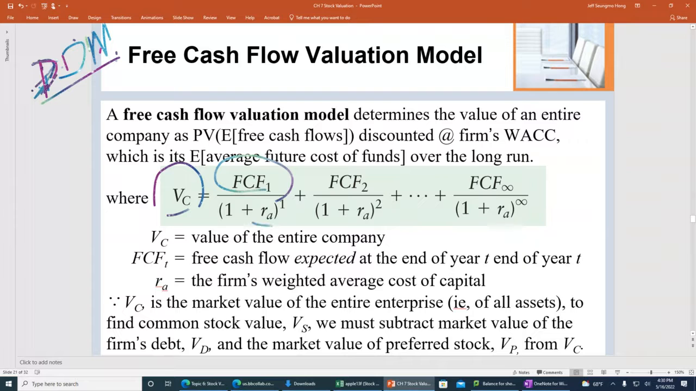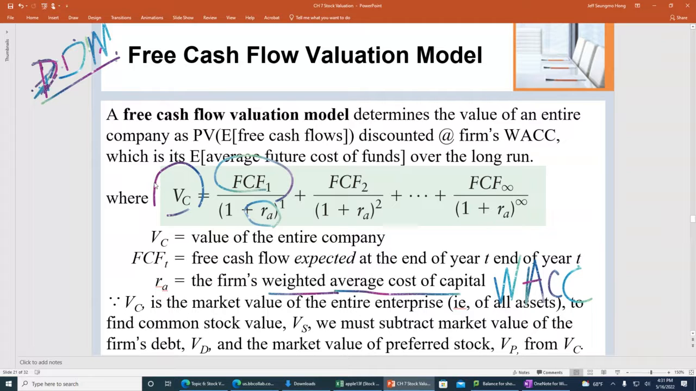And then here, what is this? R_A. Of course, you might say that's the discount rate. Yes, that's the discount rate. But it's called the average cost of capital. That R_A is the weighted average cost of capital. Why?